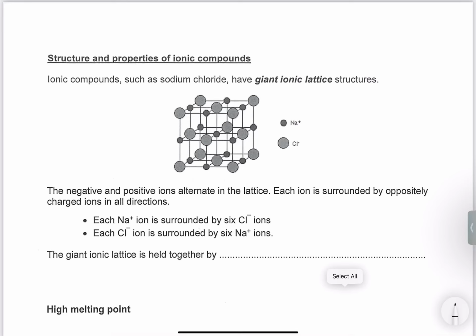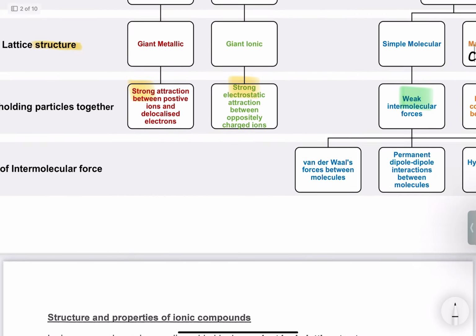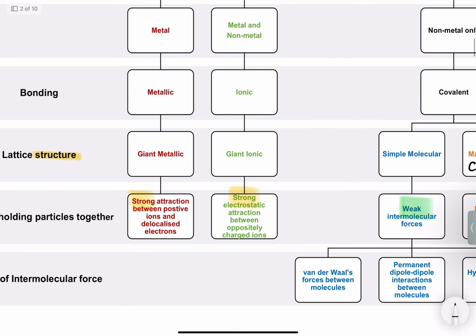Structure and properties of ionic compounds. So ionic compounds, things like sodium chloride, sodium oxide, potassium chloride, potassium sulfide, they have giant ionic lattice structures. If we go back to our flow chart, so we're down this green pen section, when we have a metal with a non-metal, our bonding is called ionic and our structure is called giant ionic lattice.